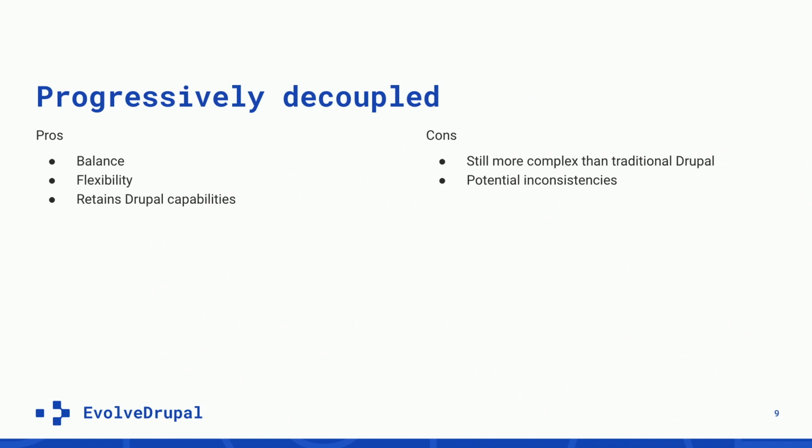I find that this is really a good balance if you need the advanced content modeling experience that Drupal brings, being able to do revisioning, being able to do workflows. In a fully decoupled Drupal, you will have to re-implement these things in a very intelligent way, which is very possible but may not be necessary.